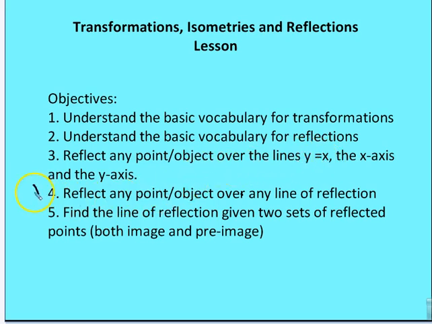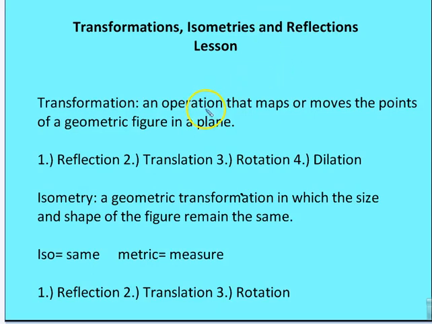Now, as an extension, we'll talk briefly, and I'll show you an answer, about reflecting any point or object over any line of reflection. We're going to use our example for reflecting over the line y is equal to x and understanding this mathematically in order to help you to solve this problem. And then we're going to find the line of reflection given two sets of reflected points, both the image and the pre-image.